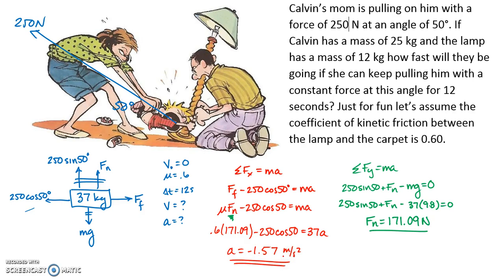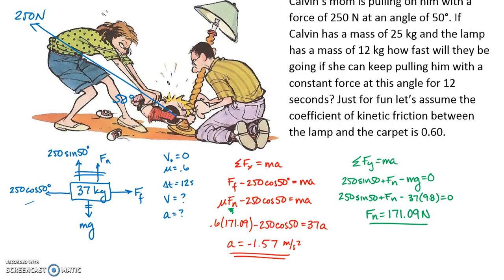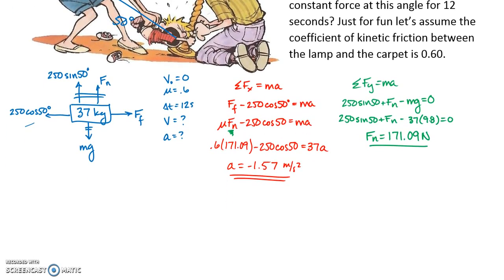All right, but that's not our answer. That is, though, going to get us from our net force stuff to acceleration, and then from acceleration, we can start doing some kinematics. So that's what I'm going to do right now. I'm going to take the information that I know: my initial velocity is 0, the time is 12 seconds, the acceleration is negative 1.57, and I am looking for the final velocity because I don't know what it is.